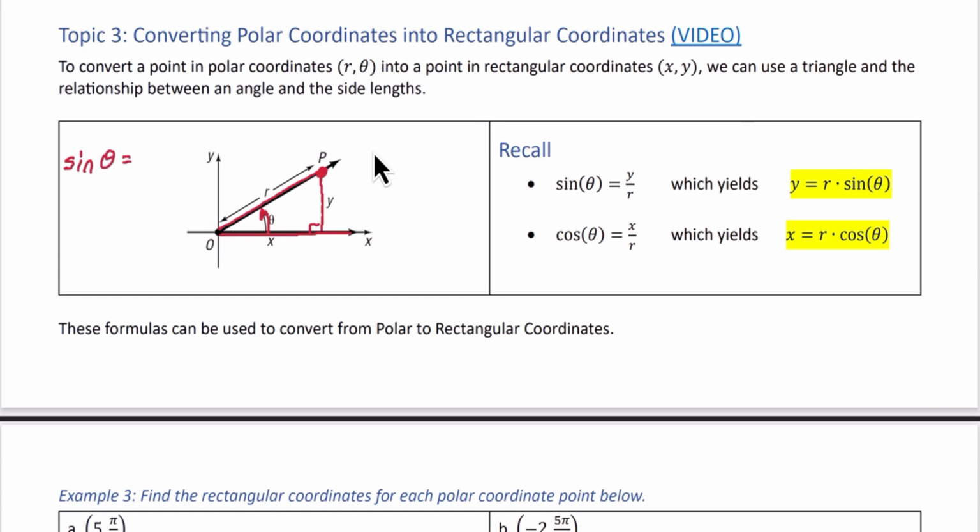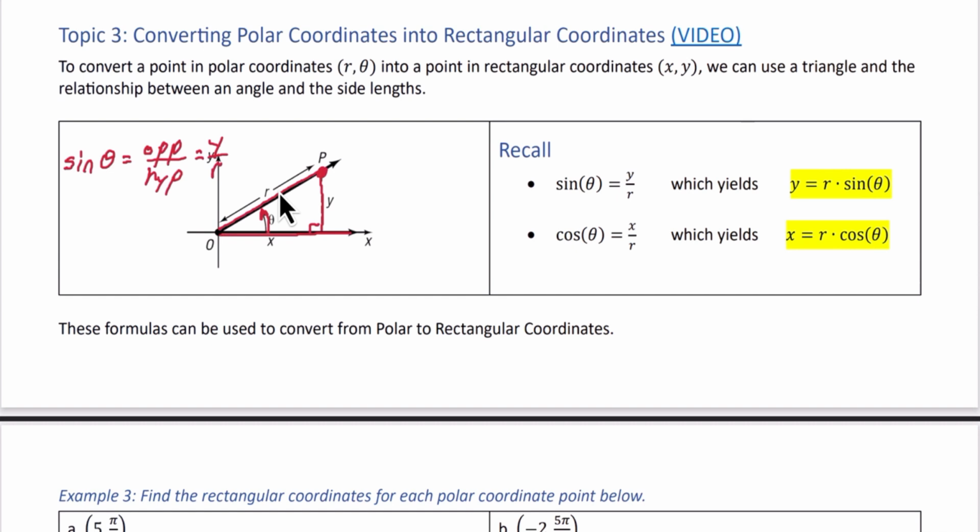Remember that sine theta is just a ratio. It is the opposite over hypotenuse, or in this case, sine theta is opposite y over the hypotenuse r. So we have y divided by r.